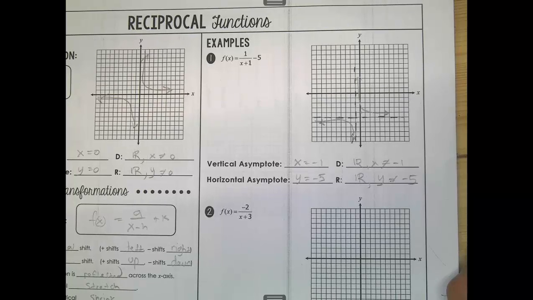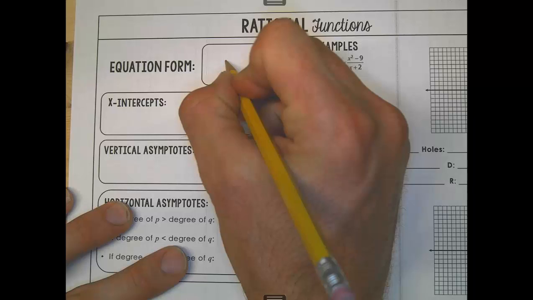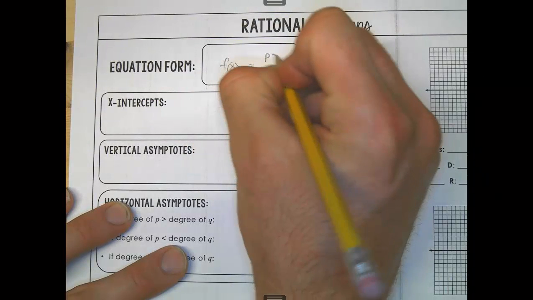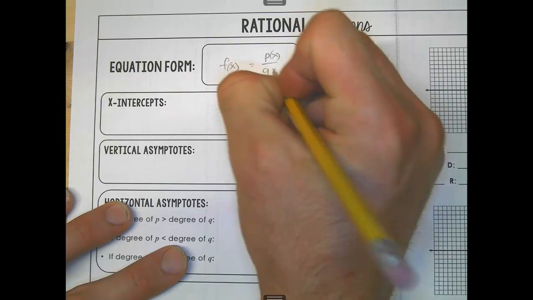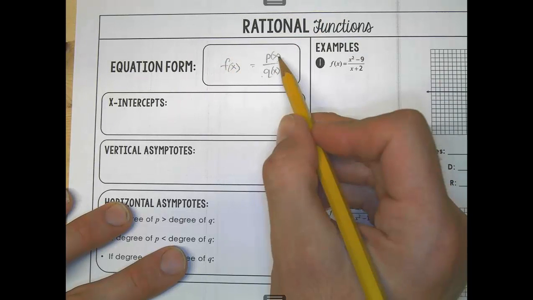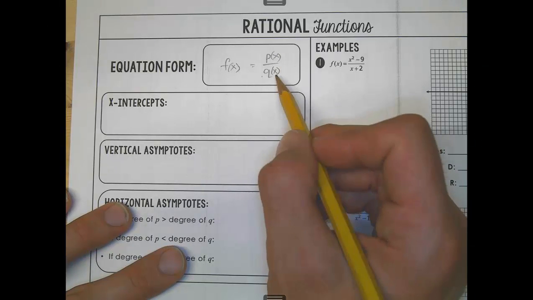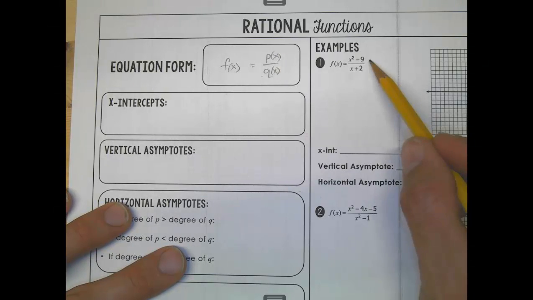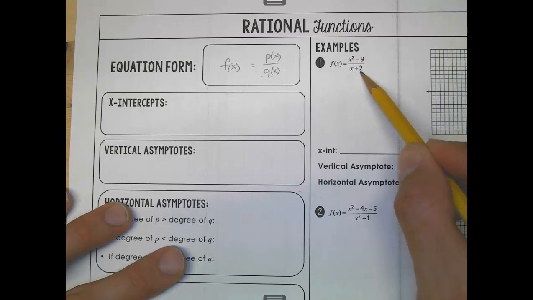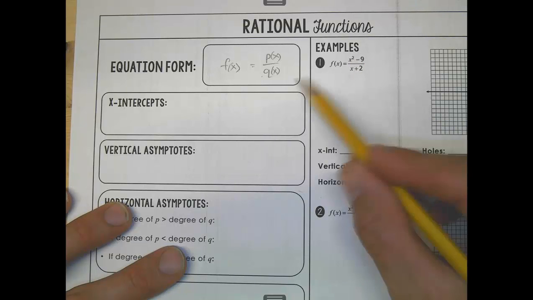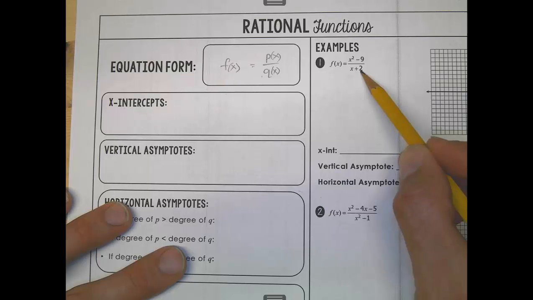All right, let's try some rational functions. Rational functions have the form p of x on top over q of x. What p and q represent are just any two functions or algebraic expressions. It could be x squared over x, like this example over here: x squared minus 9 over x plus 2. P of x is representing this function in the numerator, this quadratic, and q of x is representing this line that's in the bottom.